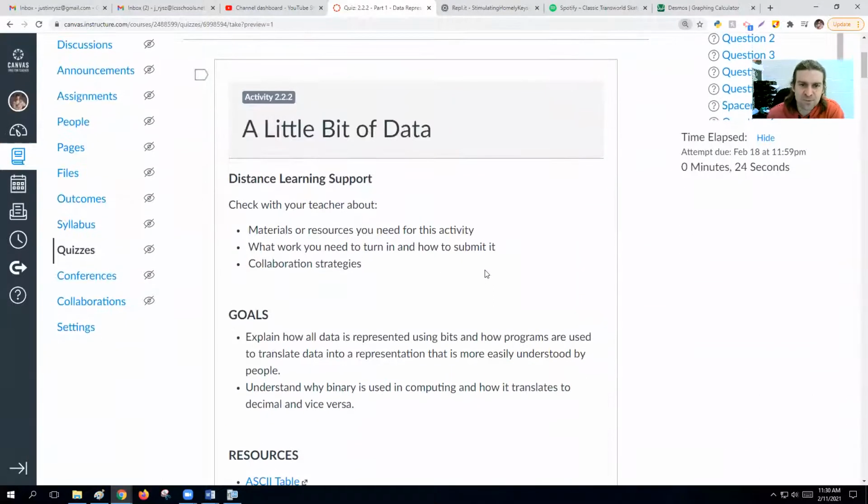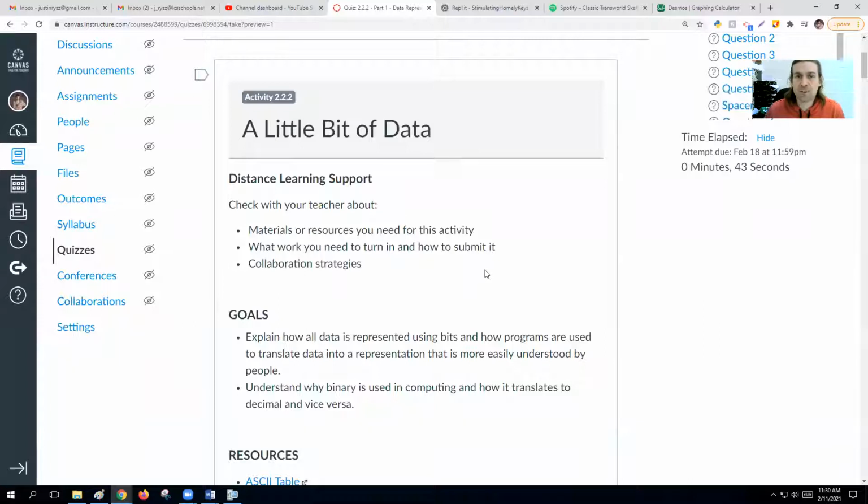We're going to be looking at data representation. In this section, we're going to be looking at just a little bit of data, and that's kind of a pun in itself. Our goal here is to make sure we can explain how all data is represented using bits, and how programs are used to translate that representation into something easier to understand.